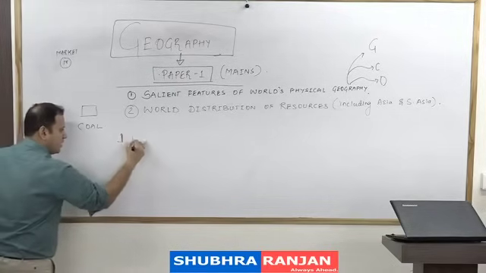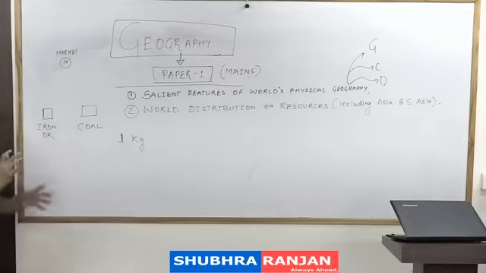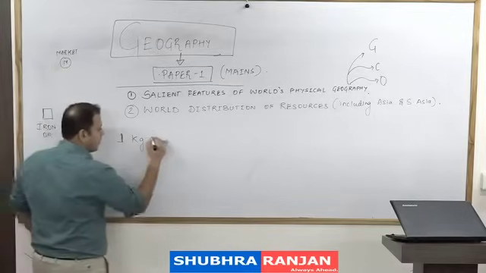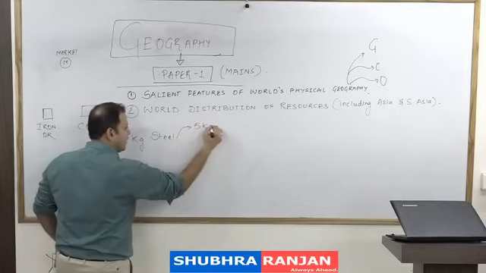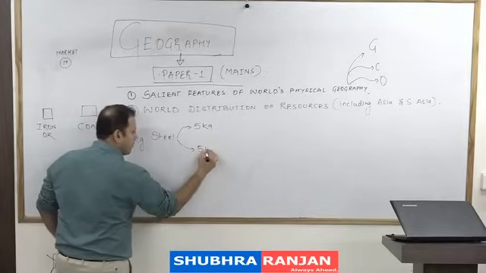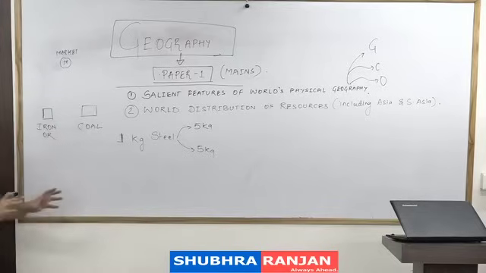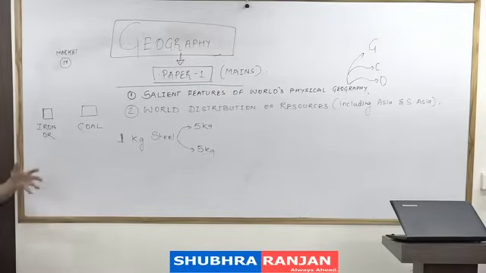To make 1 kg of steel, we require somewhere around 5 kgs of iron ore and 5 kgs of coal. This is just a simple example I am telling. Exactly not this much, there are some variations. But if you take 5 kg of iron ore and 5 kg of coal, you will make 1 kg of steel.